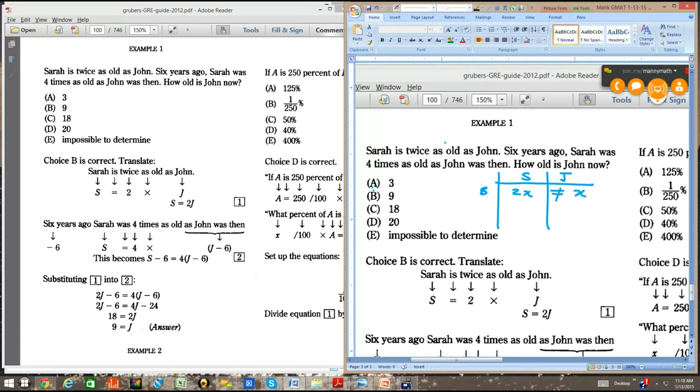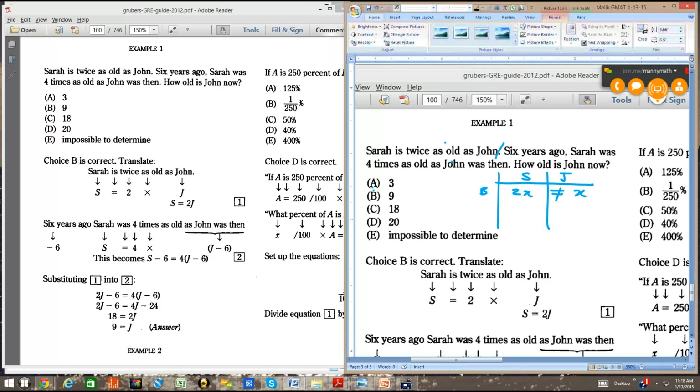So go one sentence at a time, just to make sure you don't have too much information right away. Okay, 6 years ago, so you go back 6 years. 2x minus 6, x minus 6. Again, that's not equal either, right? Then Sarah was 4 times as old as John at that time. So you need to multiply this side with 4. Then you have 2x minus 6 equals 4 times x minus 6. Okay, and then you just solve for x.